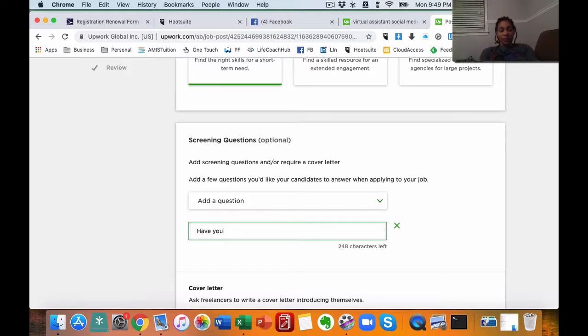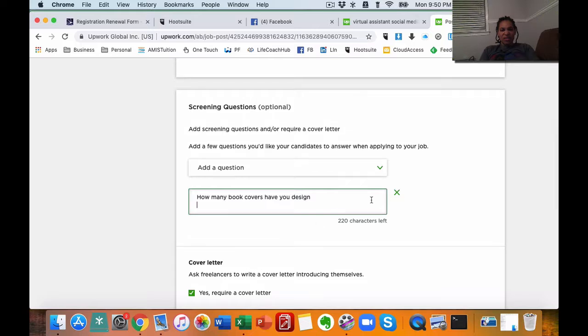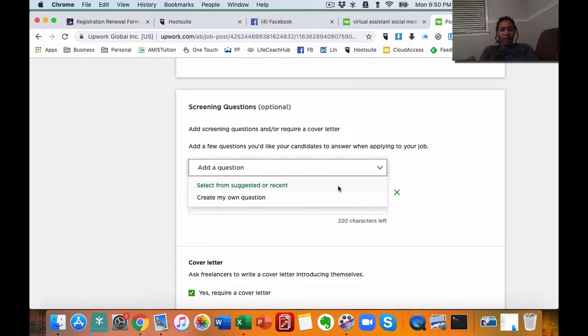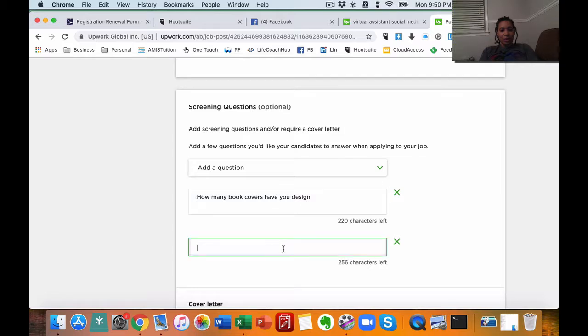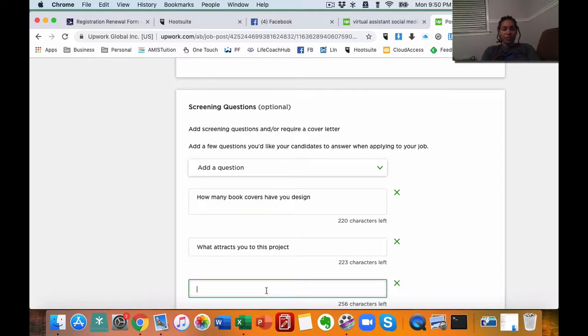Have you, how many book covers have you designed? So you can add that. And then you might create another question. What attracts you to this project? And then you might add a third question. Do you have samples of past books you have designed?